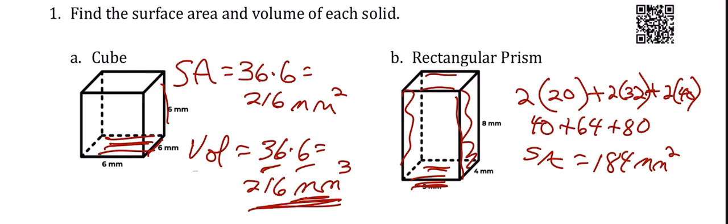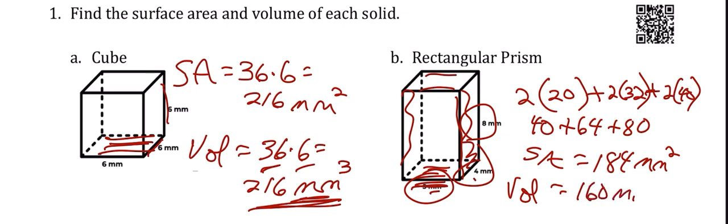Volume is much nicer, easier. It's length times width times height. So the length times the width times the height is going to be 5 times 4 times 8. So I'm going to first do 5 times 4 is 20, times 8 gives us 160, and this is volume, so it's going to be 160 cubic millimeters.